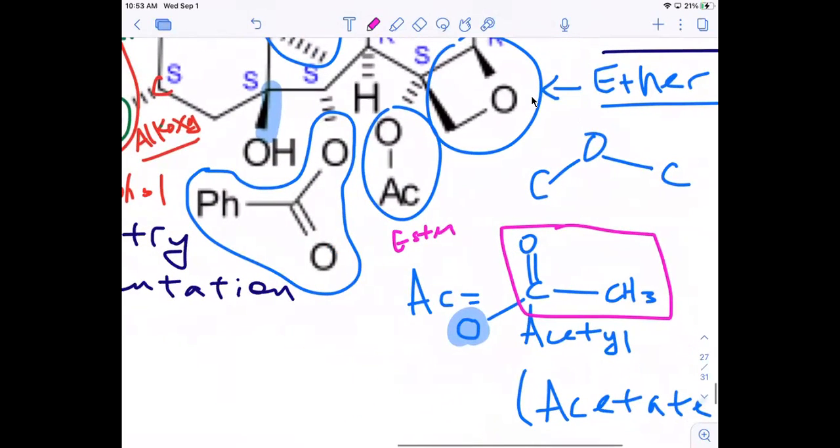Is this an ester also next door to it? You see the O? Yes. Yep, it is. If you see a carbonyl bound to oxygen like that, and that oxygen is not an OH, it's going to be an ester.